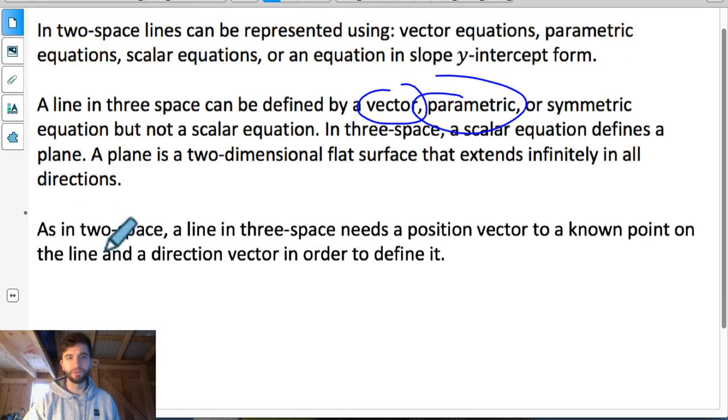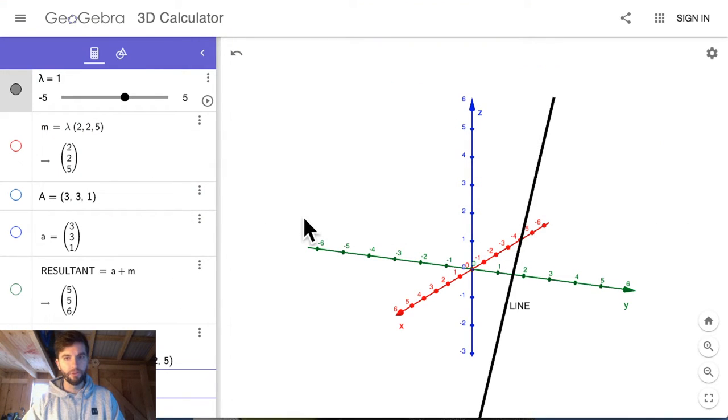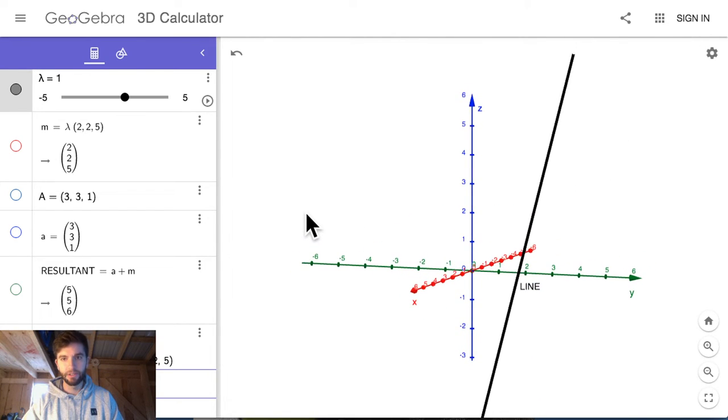And just like in 2 space, to write the vector equation of a line, you need a position vector to a point on the line and a direction vector that is parallel to the line. So let me show you what that looks like. If we want the equation of this line here, this line's in 3 space, what we need to do is find a resultant vector that can point to any point on this line.